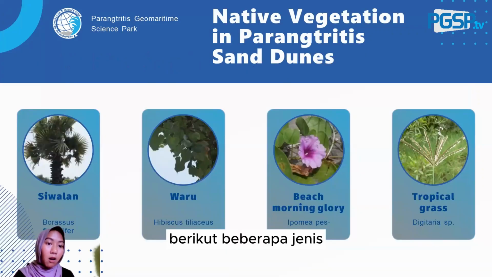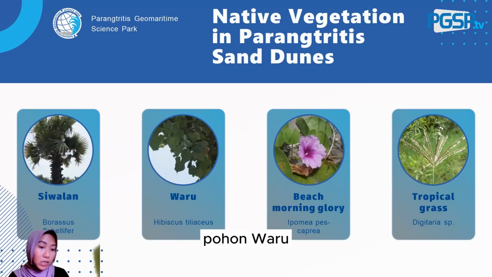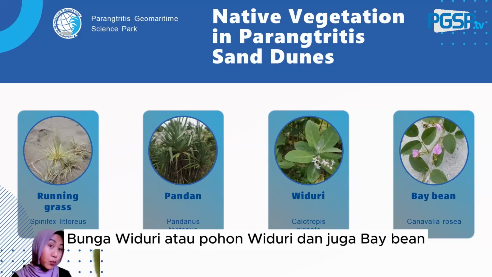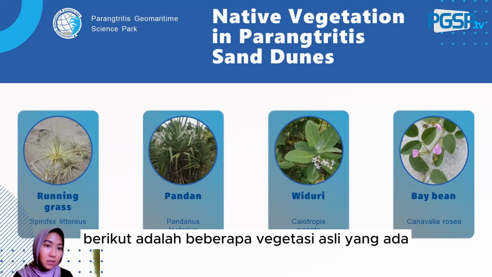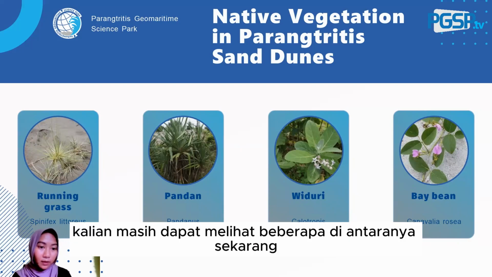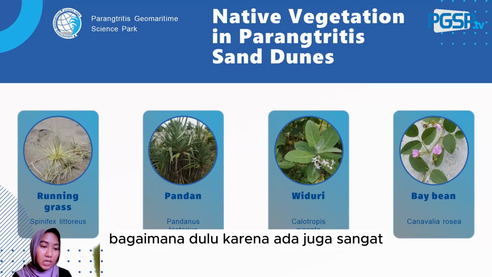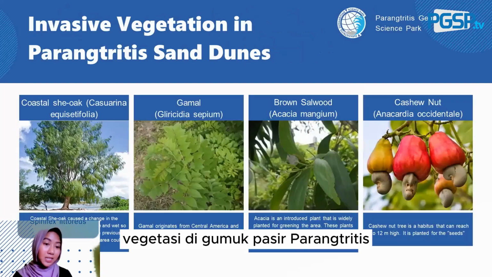Here are some of the types of native vegetation here in Parangtritis. The first one is siwalan tree, waru tree, beach morning glory flower, tropical grass. There's also running grass, pandan tree, widuri flower or widuri tree, and also baby. Here are some of the native vegetation that has been here since the 1980s, and you can still see some of them now. You can still see a lot of them now actually, but it's not really much compared to how it used to be, because there are also some very invasive species of vegetation here in Parangtritis sand dunes.